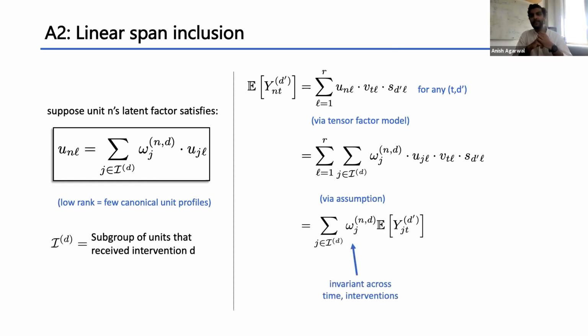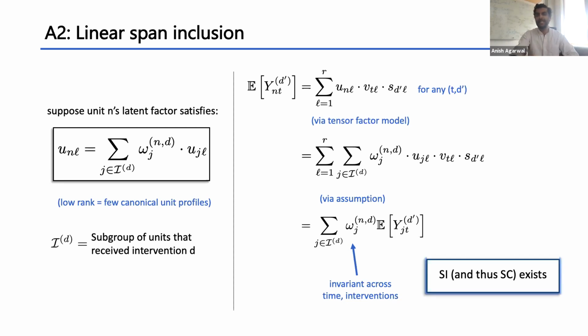Then again, by the tensor factor model, we have that Y_{T,D'} can be written as a linear sum of the expected potential outcomes of the units J at that same time T under intervention D'. And the linear model, which represents the linear span inclusion, is invariant across time and interventions. And so it's really the linear span inclusion in the tensor factor model that lets you learn a model under control and apply that same linear model under intervention. Right, and this is indeed why asymptotic intervention and also asymptotic control exists.